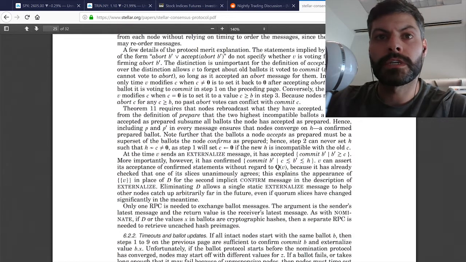Only one RPC is needed to exchange ballot messages. The argument is the sender's latest message and the return value is the receiver's latest message. As with nominate, if D or the values x in ballots are cryptographic hashes, then a separate RPC is needed to retrieve uncached hash pre-images.